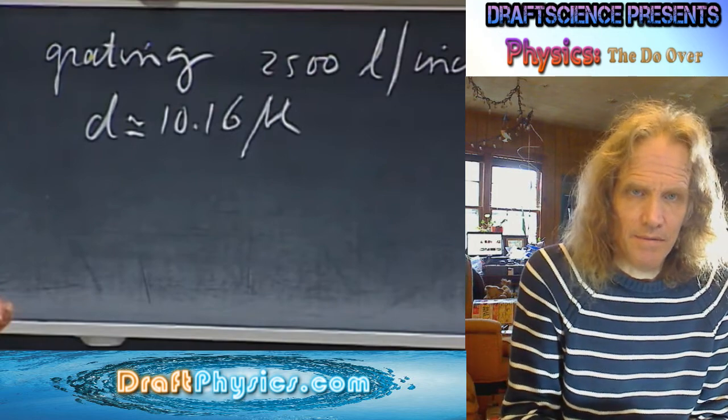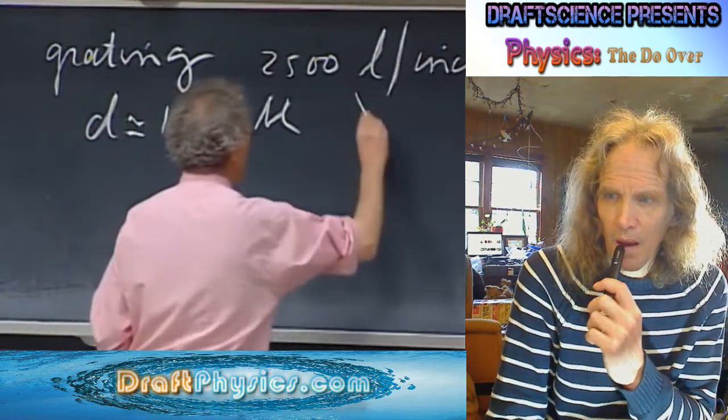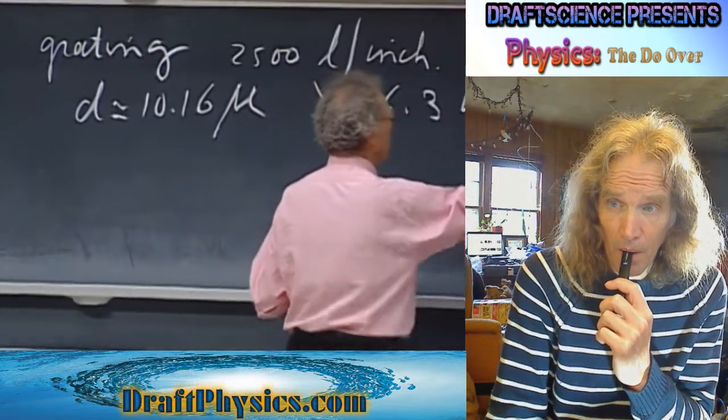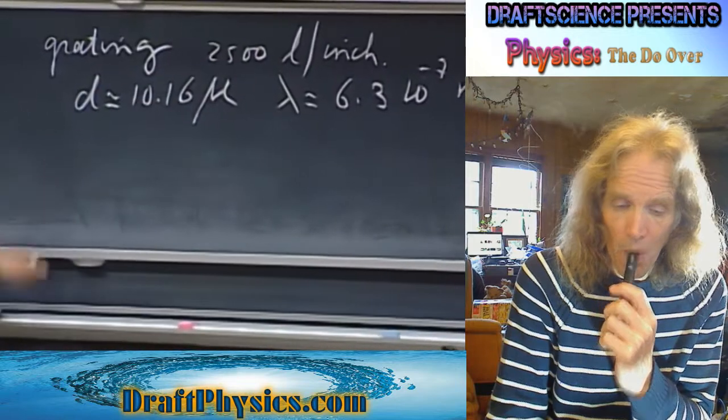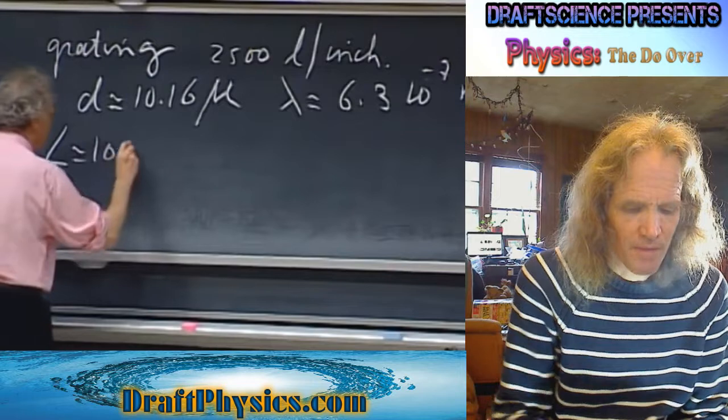And the wavelength that I'm going to use is our red laser, which is about 6.3 times 10 to the minus 7 meters. And I'm going to put the whole thing there. I'm going to make you see it there at a distance L, which is about 10 meters.